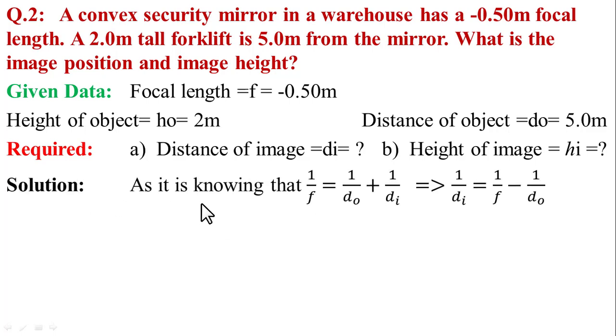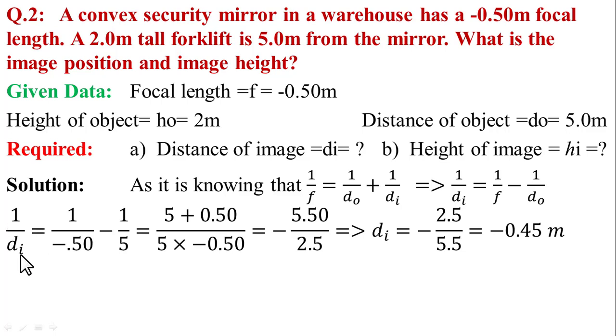Now according to the solution, as we know, 1 over f is equal to 1 over d naught plus 1 over di. This implies that 1 over di is equal to 1 over f minus 1 over d. Now putting the values, 1 over di is equal to minus 1 over 0.50 minus 1 over 5. Here taking the LCM, in the denominator 5 multiplied by 0.50 and in the numerator 5 plus 0.50. Now the answer is minus 5.50 divided by 2.5. Now we calculate the reciprocal on both sides.